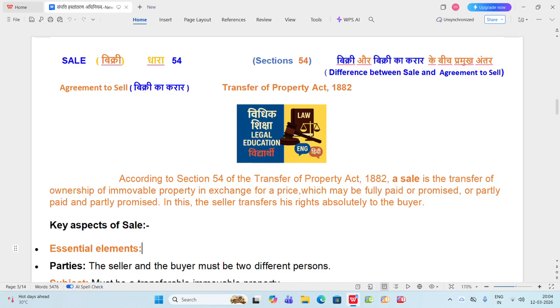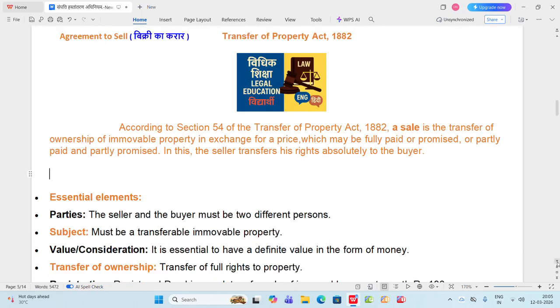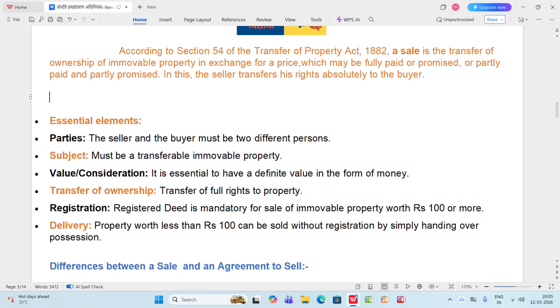Now, some essential elements of sale. So what are these essential elements of sale? Parties. The seller and the buyer must be two different persons. It means there must not be a single person who can sell and buy. So there must be two different persons. This is the first essential element of a sale.